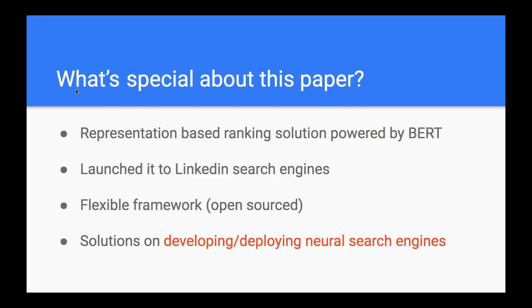So why is this paper special? Because they propose a solution that you can plug in with a BERT model, and it's also very efficient to deploy to production. And they launched it to LinkedIn search engines. It's also a very flexible framework. If you don't really want to spend that much compute power, you can just use an easier model, like CNNs. And more importantly, they provide you some insights, some lessons they learned on how to develop neural search engines, more specifically, ranking models.